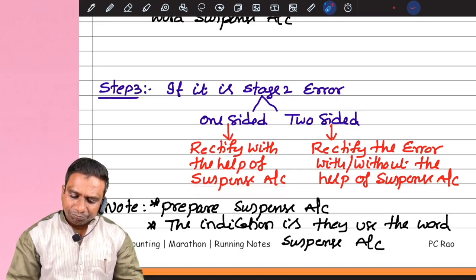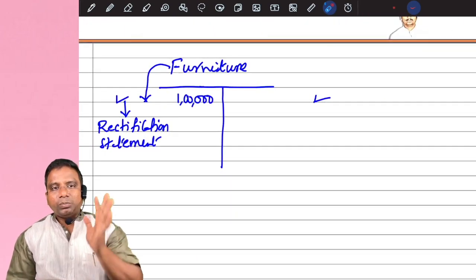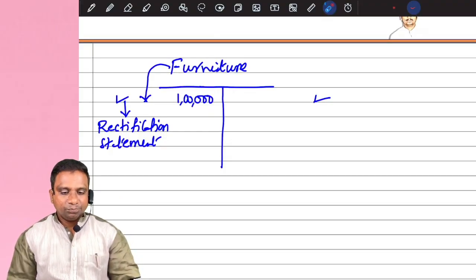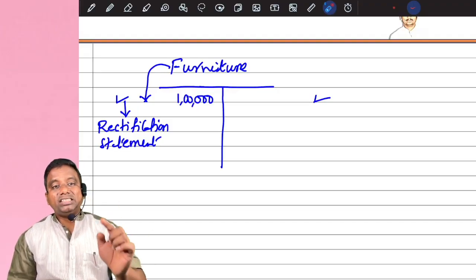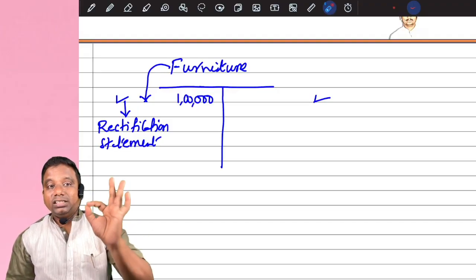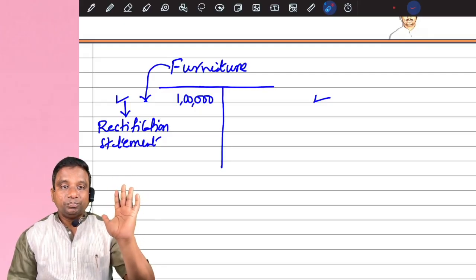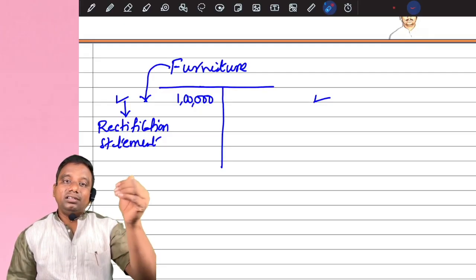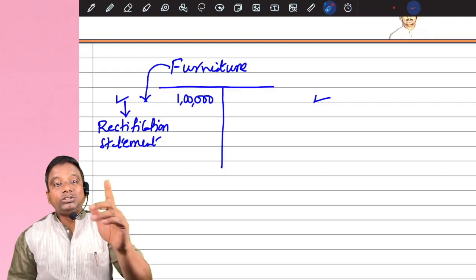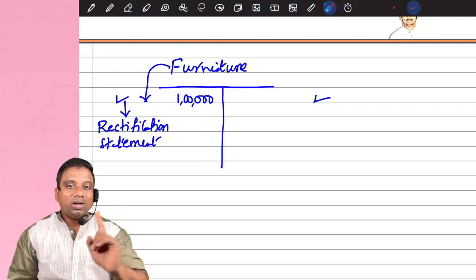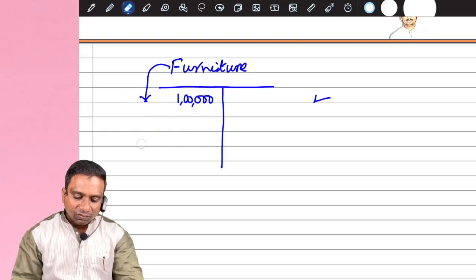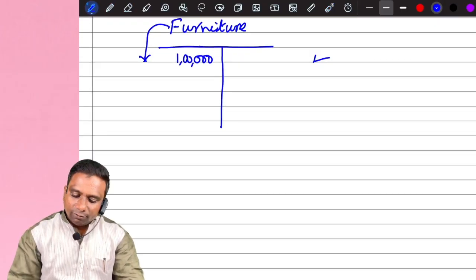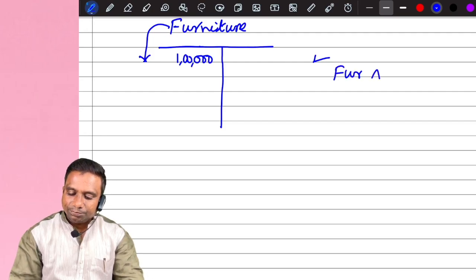Suppose for example, furniture purchased for cash, but it is not posted to furniture account. This transaction is recorded in the cash book because it is a cash transaction, but we forgot to post into furniture account. Only one account is affected. Which account? Furniture account. Now what is the entry I have to write? Furniture account debit. Earlier furniture account was not debited.